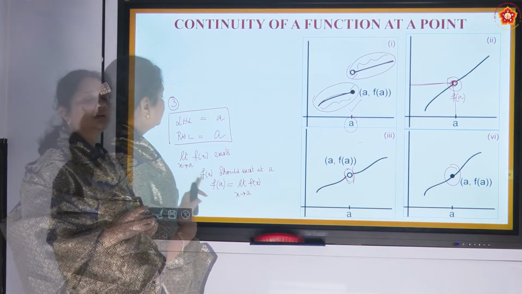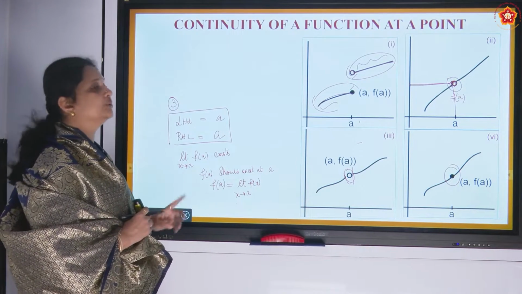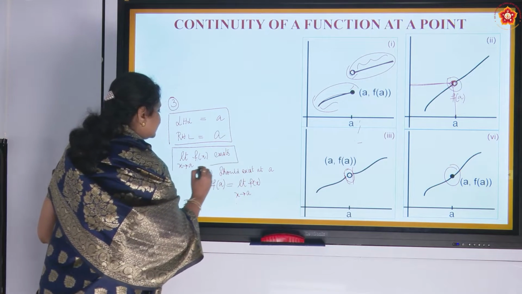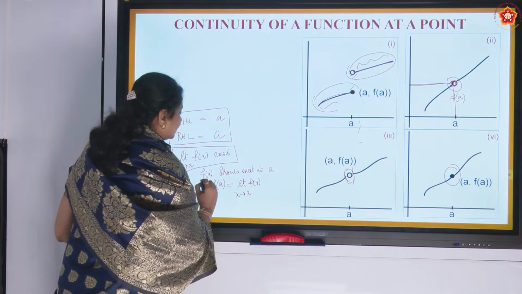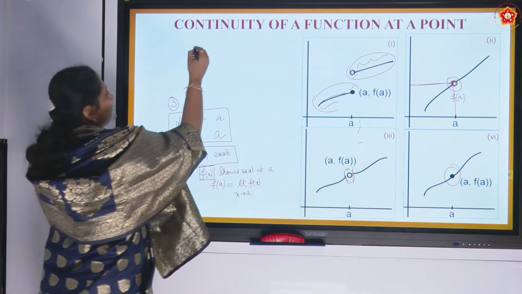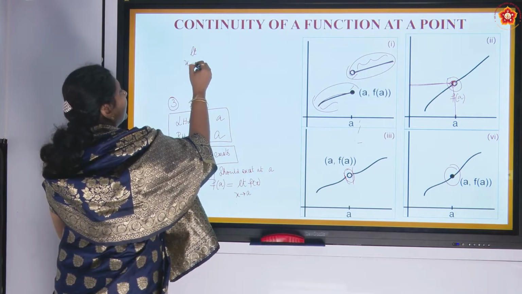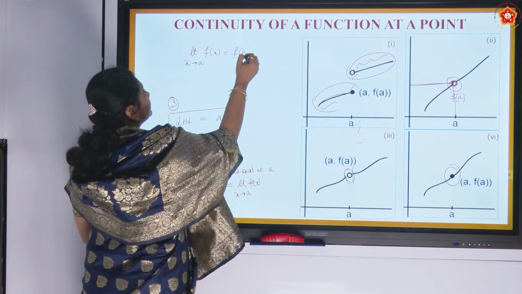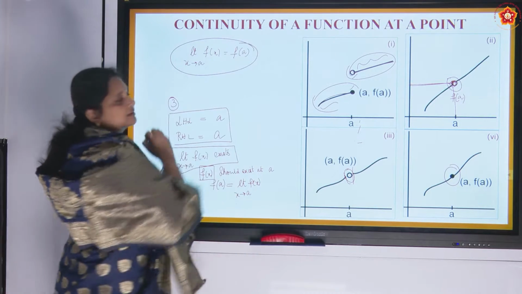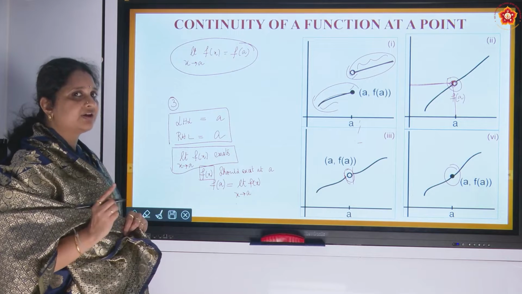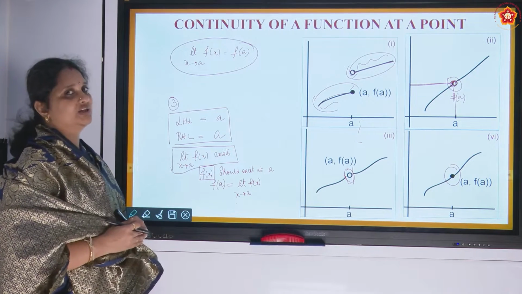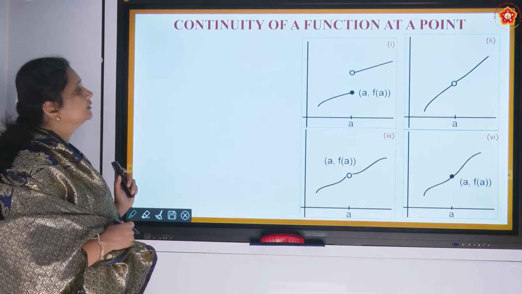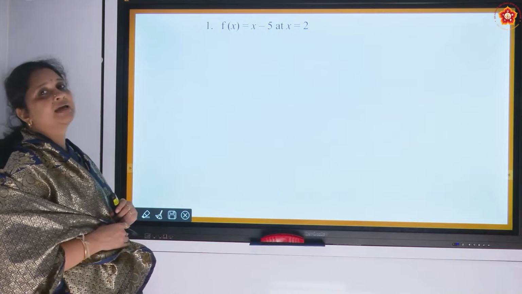So my basic criteria for continuity is that I will check whether limit x tending to a of f of x exists, and that is equal to my function value at a. So limit x tending to a, f of x is equal to f of a. This is what I am looking at. If this criteria is satisfied, my function f of x is continuous at a. Hope you understood the concept. Let's quickly move on to the questions. Let's solve few questions and see.